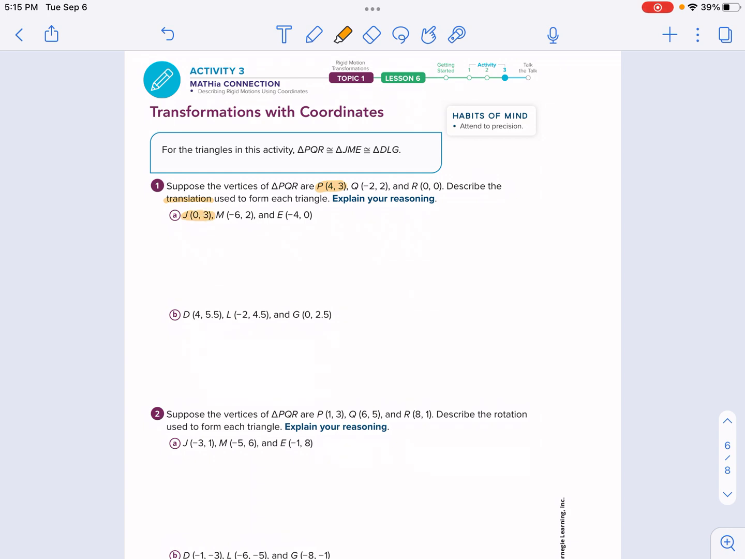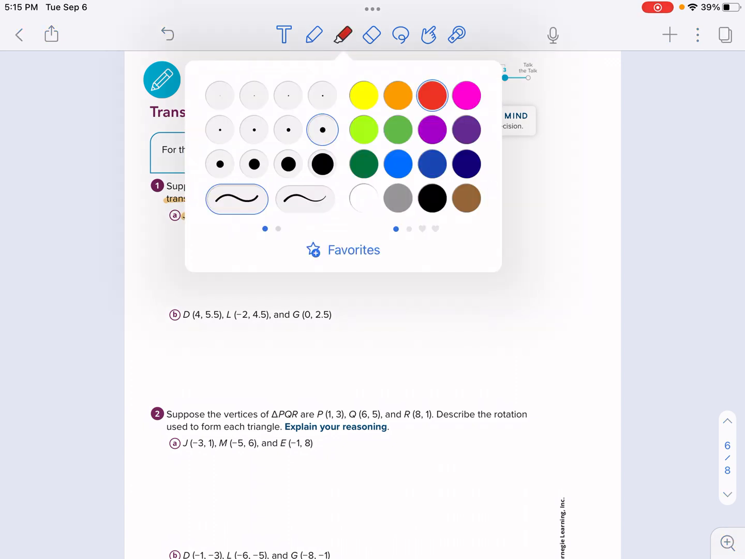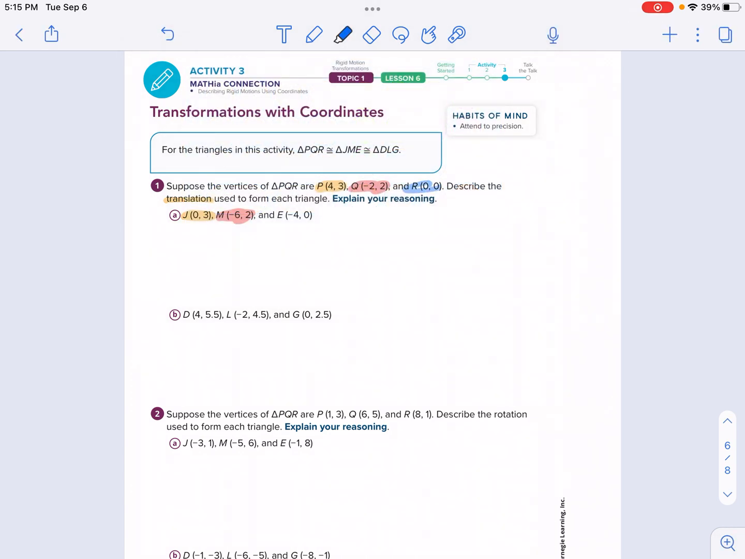J, which is 0, 3. So look at what the difference is between P and J. The first one is 4, 3. The second one is 0, 3. Let's highlight the next one, Q and M. Q is -2, +2. M is -6, +2. And then the last one, let's go blue. R, which is 0, 0. E, which is -4, 0.